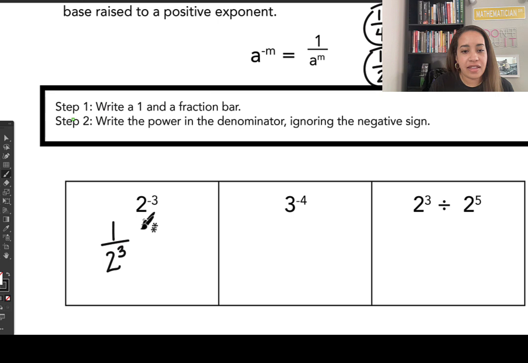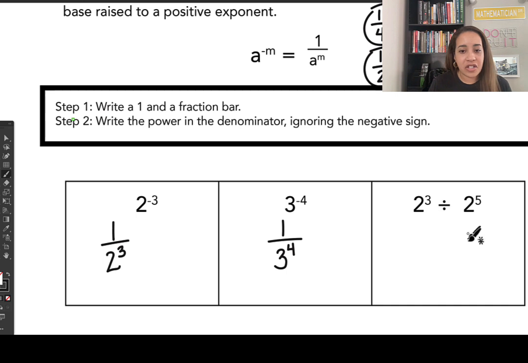These mean the same thing. My answer, again, needs to be simplified as a negative reciprocal. So our reciprocal will always have a 1 up top, and all we do is make our exponent positive in the denominator. So 1 over 3 to the 4th power is our final answer.